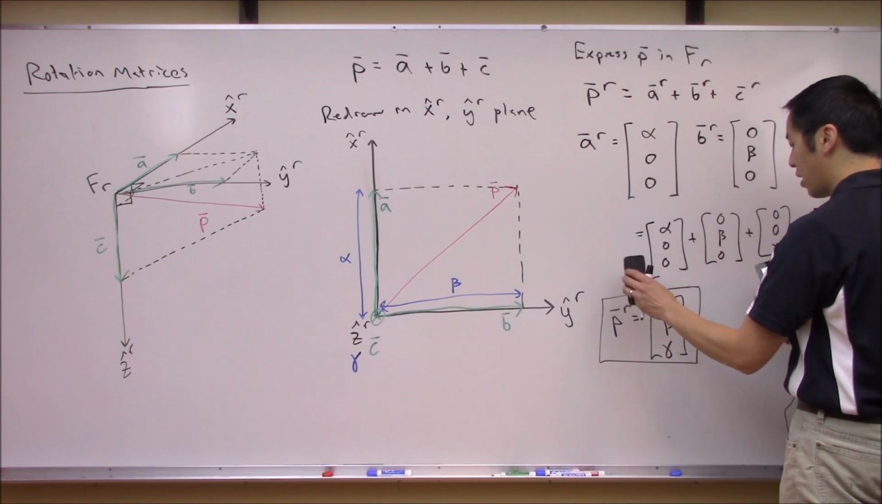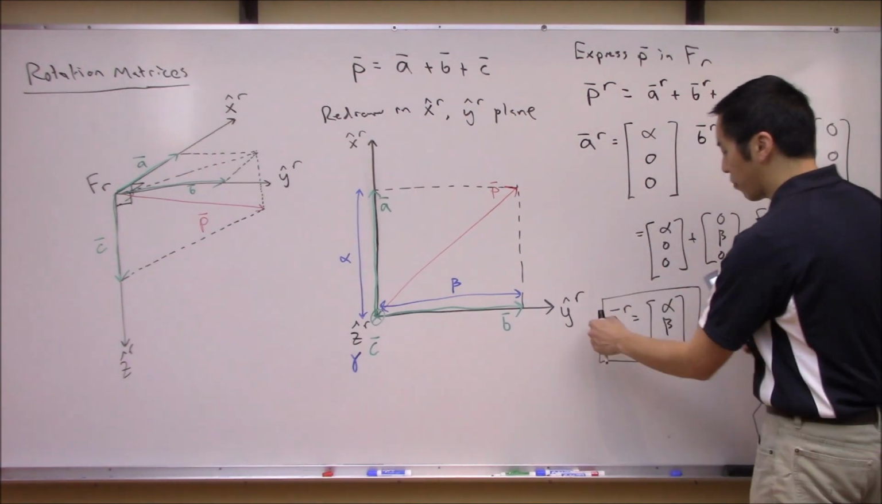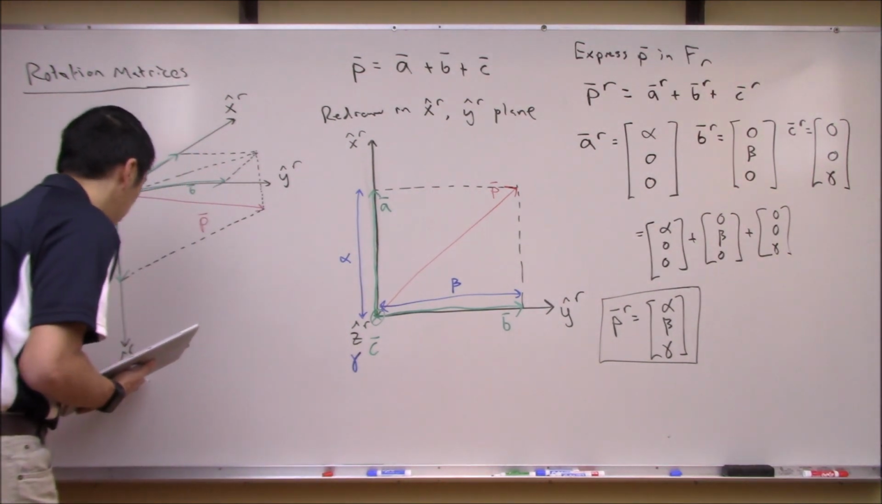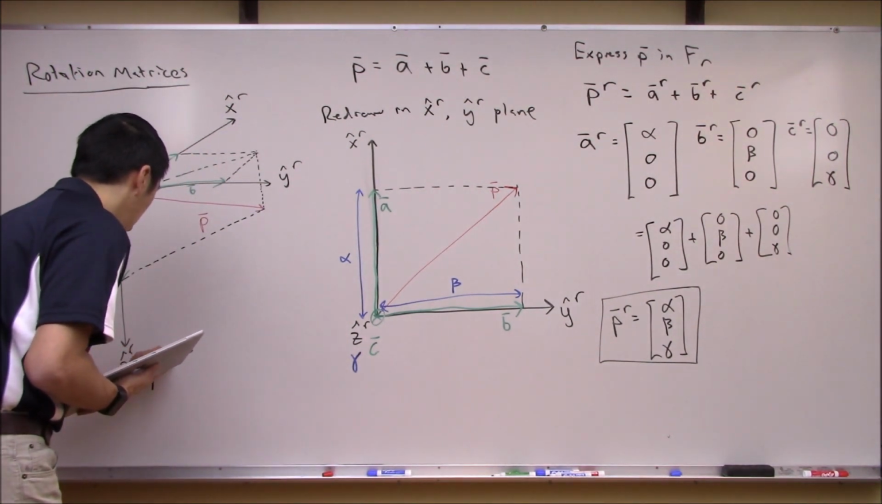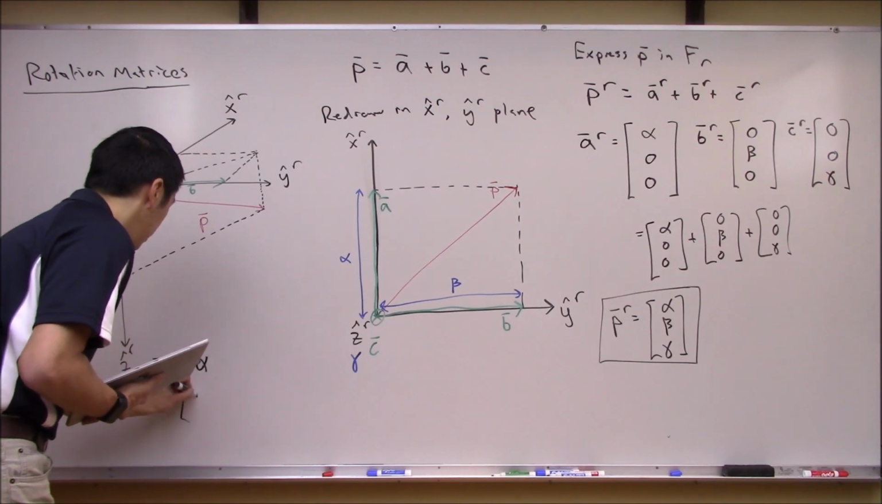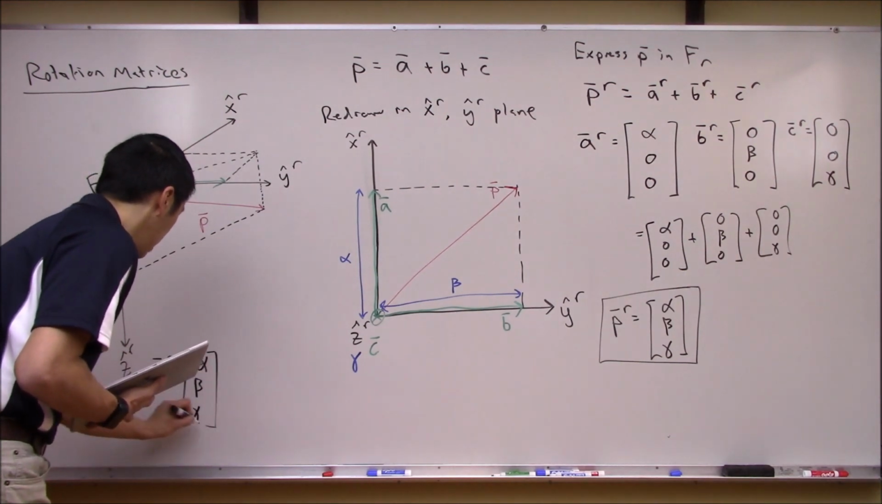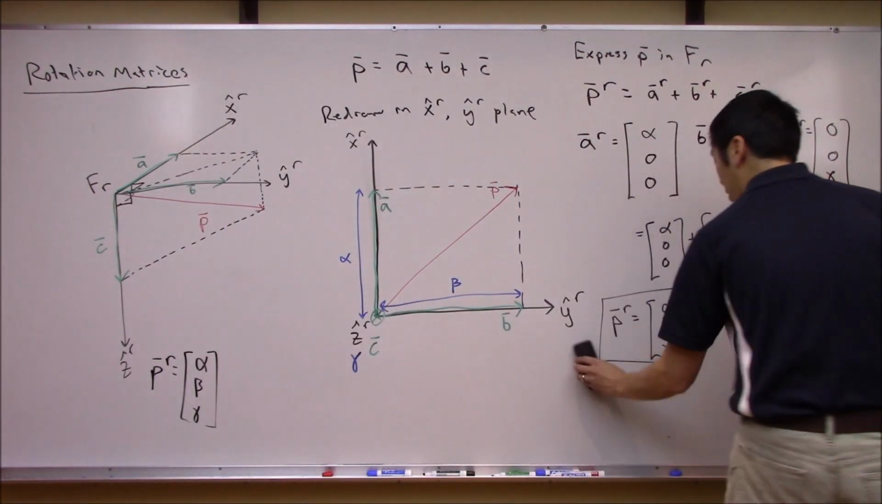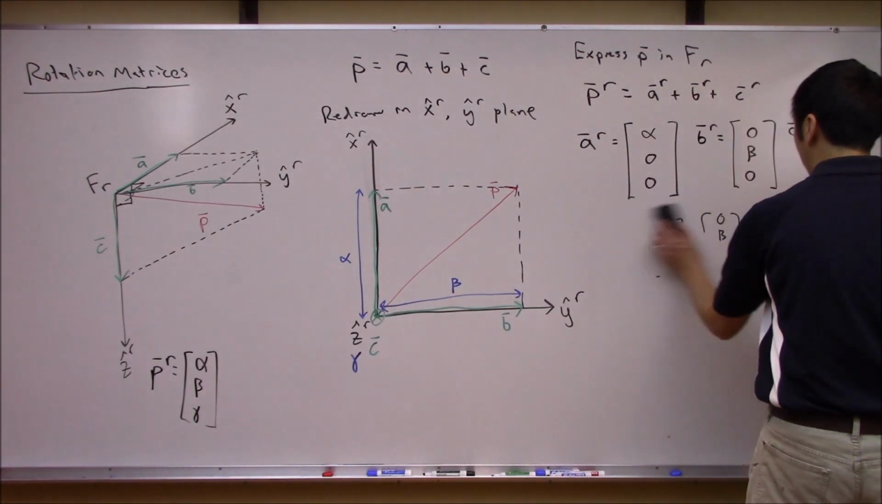Maybe what we should do here is move this over here. This is going to be a little bit useful later. So let's write down our result here. P in R is going to be alpha, beta, gamma. Okay, let's save that, and then let's erase the rest of the board. Well, not the rest of the board, I want to erase these calculations here.